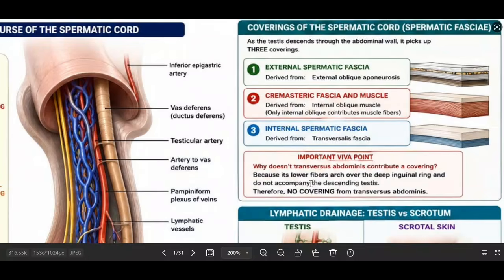Okay. Now let's learn an easy mnemonic for the coverings, that is EIT. E, the external oblique aponeurosis is going to form the external spermatic fascia. I, the internal oblique is going to form the cremasteric fascia and muscle. Then T, the transversalis fascia, is going to form the internal spermatic fascia. EIT, that is an easy mnemonic for remembering the coverings of the spermatic cord.